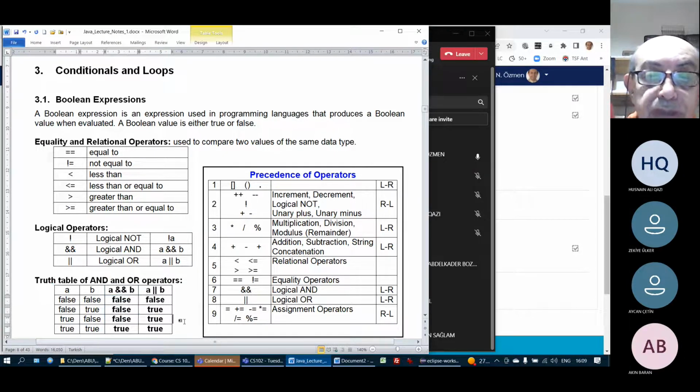When we use the OR operator, if any of the arguments are true, then the result is true. If both are false, then the result is false. We know this from probably high school. So let's see here a few things.